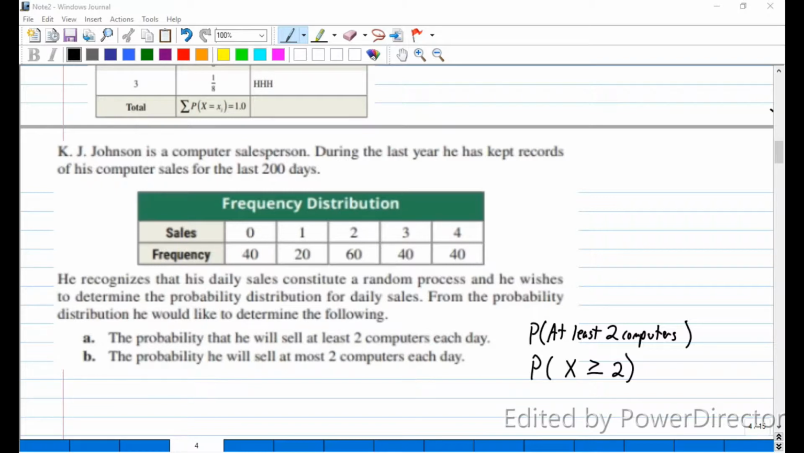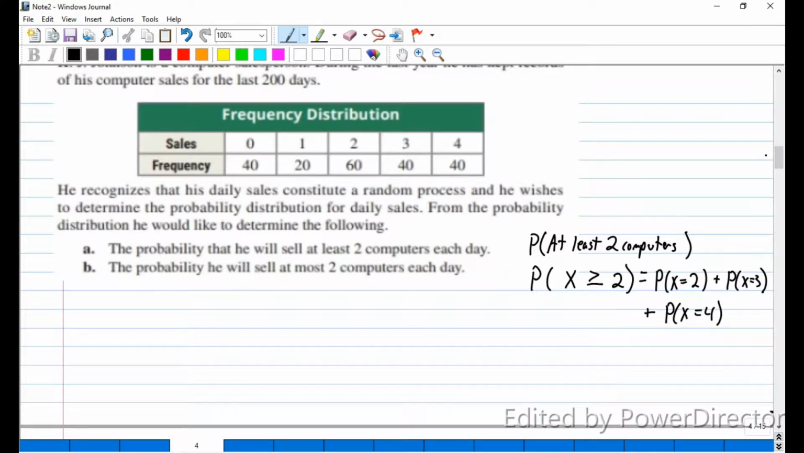Well, for greater than or equal to 2, that's the probability that X equals 2, plus the probability that X equals 3, plus the probability that X equals 4. I need to figure out those 3 probabilities by looking at this frequency distribution.